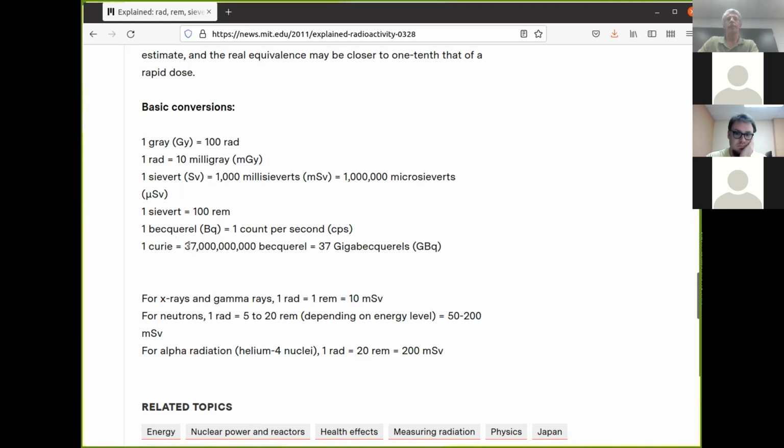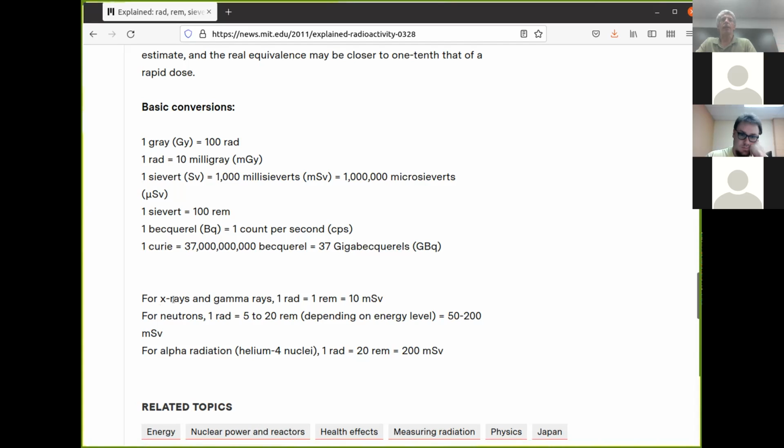And then if the radiation from those decays hits a person or even a piece of equipment, it can deposit energy, that's rads or grays. And if the material that's hit is human tissue or some animal or something, then Sievert and rem are relevant.